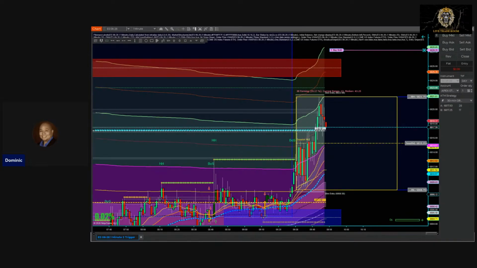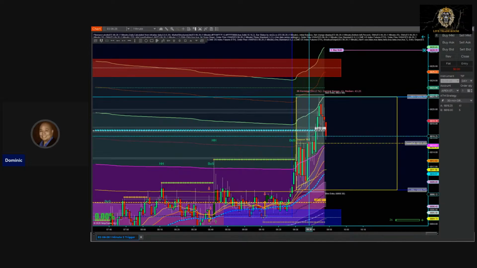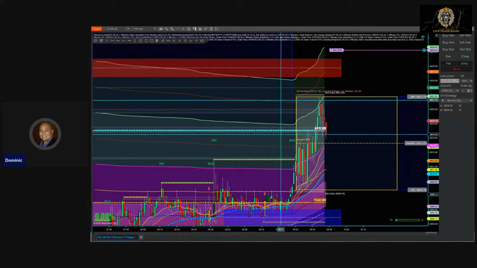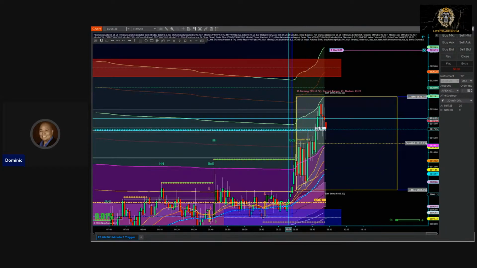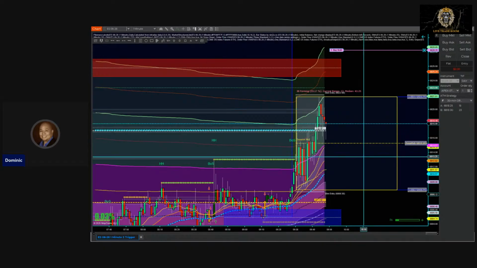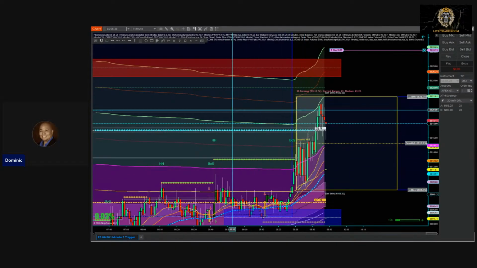So yes, this is an indicator. It shows where the entry should be, one tick above or one tick below the 30-minute ORB.